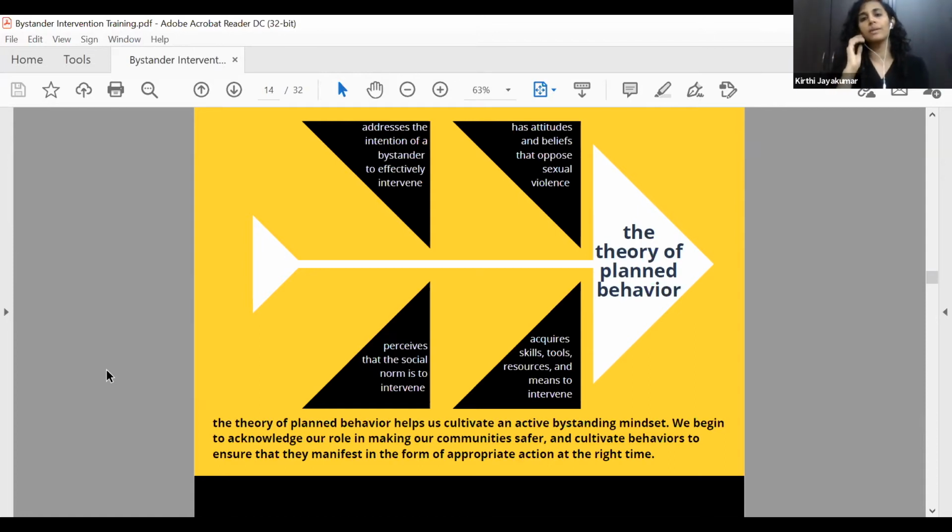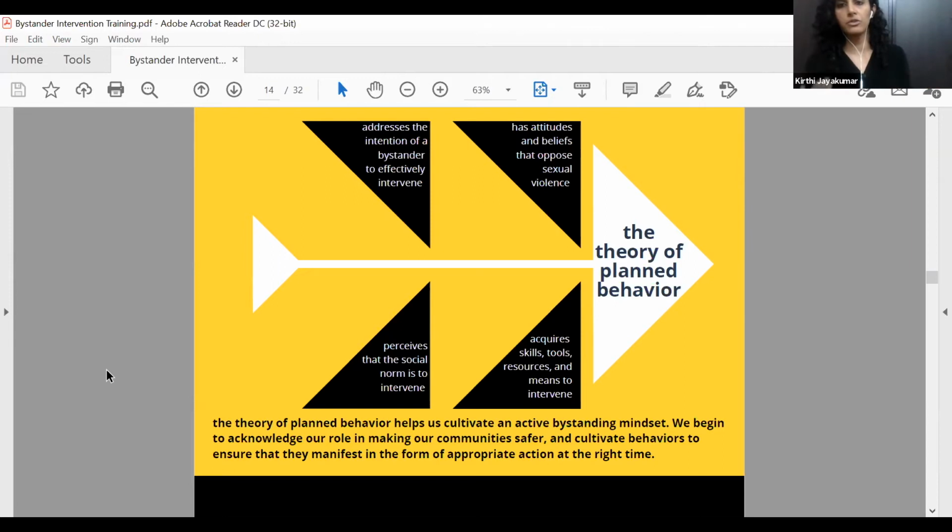But what the theory of planned behavior asks you to do is to normalize within yourself that you will address the intention as a bystander who will actively intervene. You will specifically invest and cultivate in the normalization of intervention, not the normalization of apathy or fear or discomfort or a sense of somebody else is going to start first. So how do you do that?